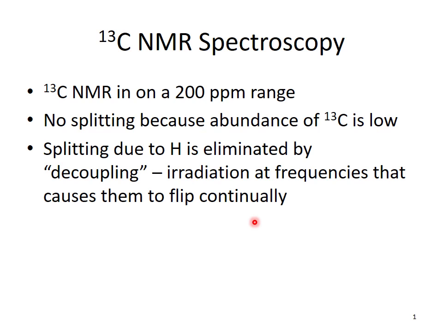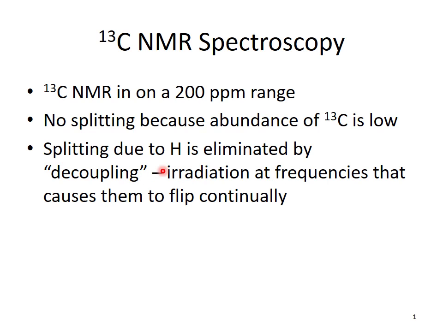C13 NMR is a little bit simpler because we don't have coupling, and it's a little bit easier to interpret because there's fewer numbers of carbons most of the time than there are hydrogens.